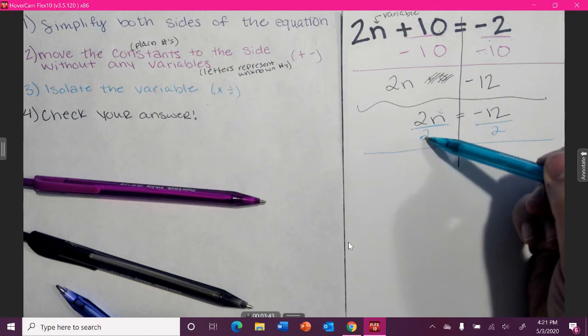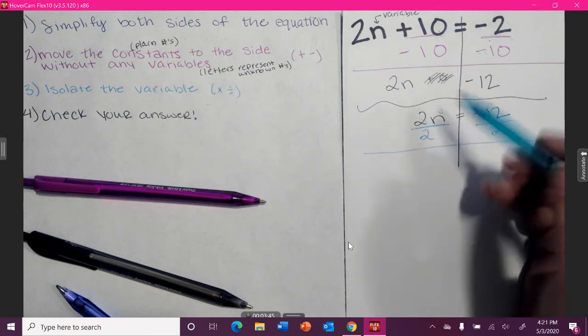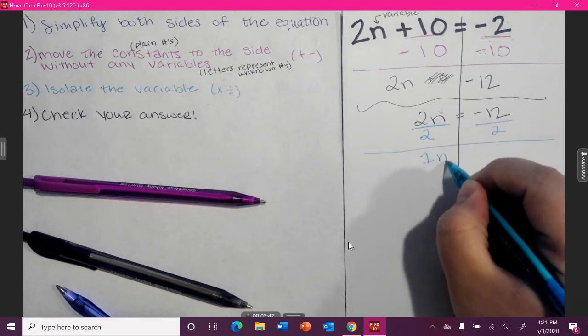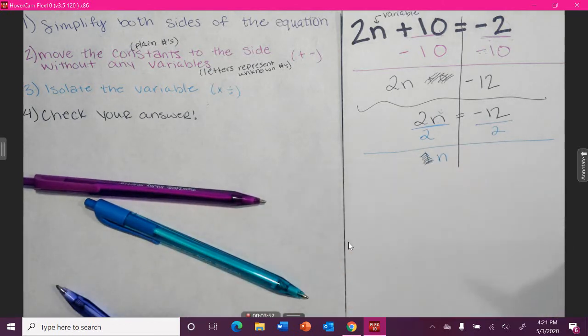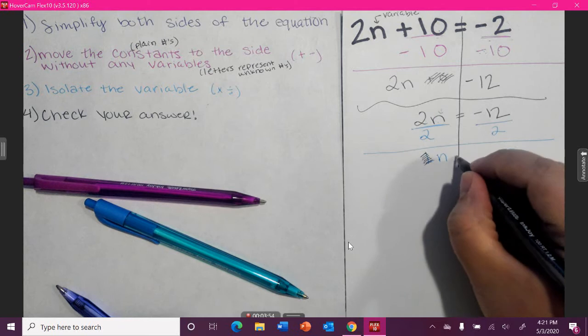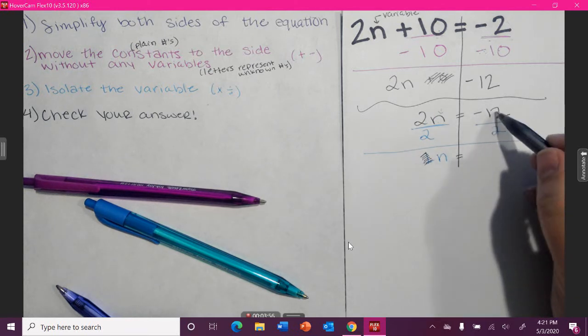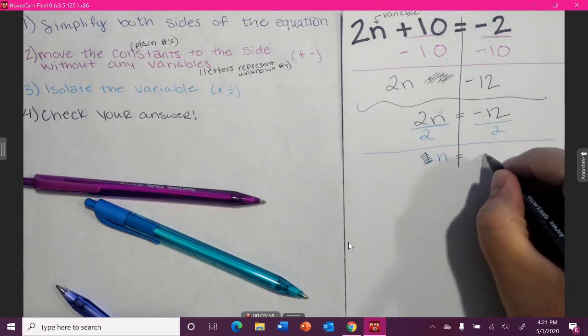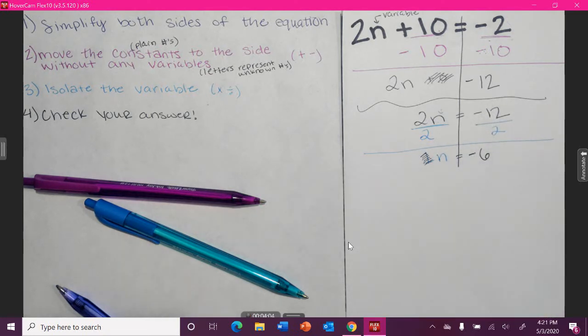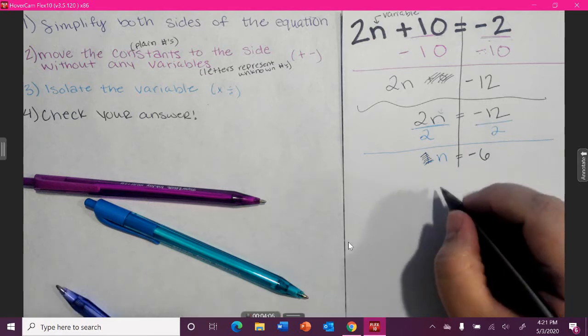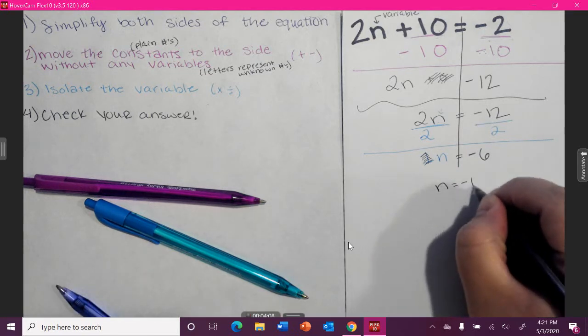This will get us 2n divided by 2 is the same as 1n, but we don't really have to write the multiplication by 1 because that won't change the value. On the right side, we'll have -12 divided by 2. 12 divided by 2 is 6. My signs are different, so it's a -6. That means that we found n to be -6.